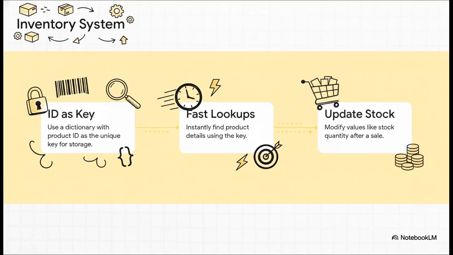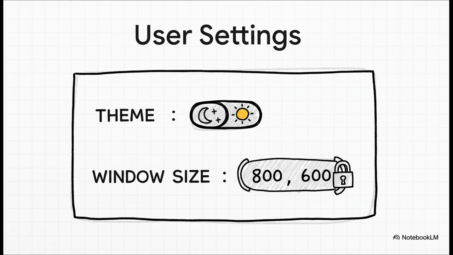So let's say you're building an inventory system. A dictionary is your best friend here. You'd use the product's unique ID as the key, right? That means you can grab all the info for any product instantly. A sale comes through? No problem. You just look up the ID and change the stock number. So fast, so easy.